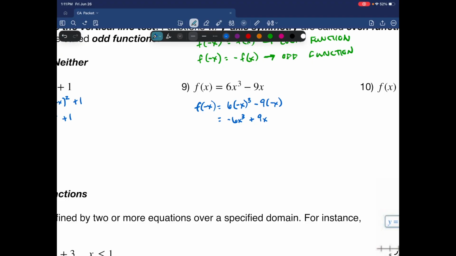So notice that it says if I plug in negative x and I get negative f of x, then it's odd. So it's definitely not even. We just found that out. So let me factor out a negative and see if I get my original back. So I get 6x cubed minus 9x on the inside once I factor out a negative. The inside, 6x cubed minus 9x, is my original. So in this case, I got negative f of x. So I plugged in negative x, and I got negative f of x. So this is odd.